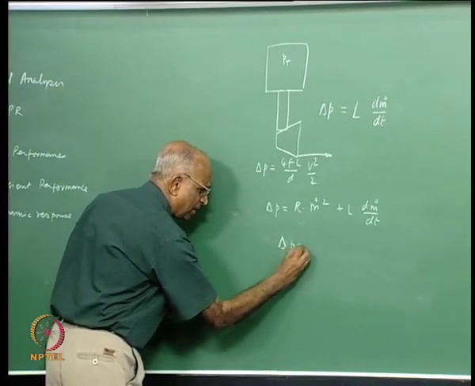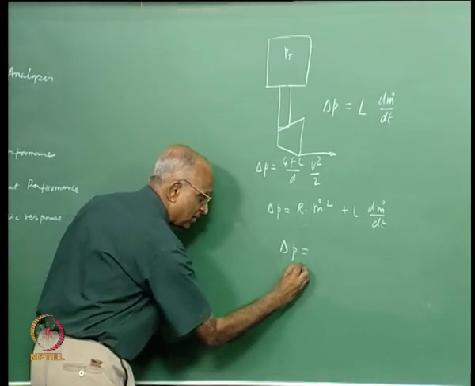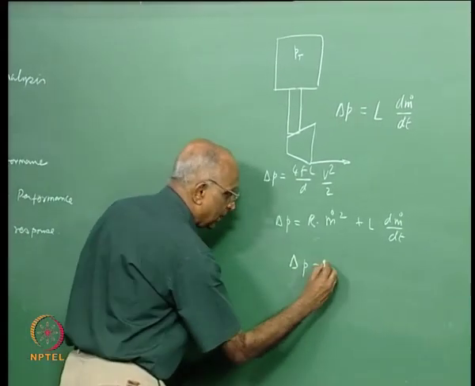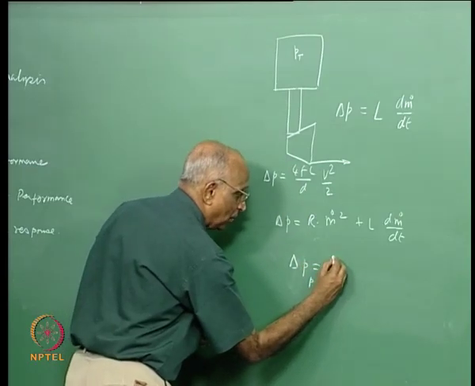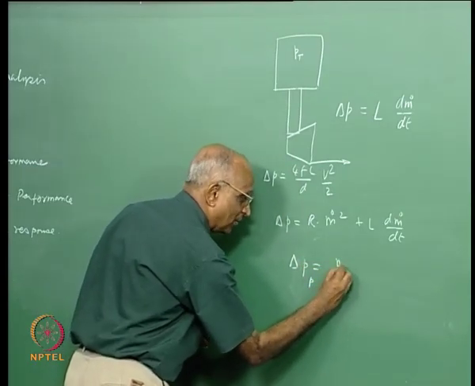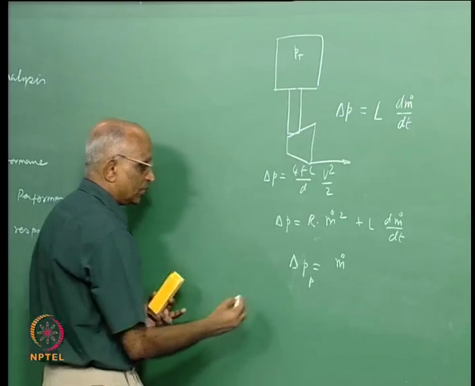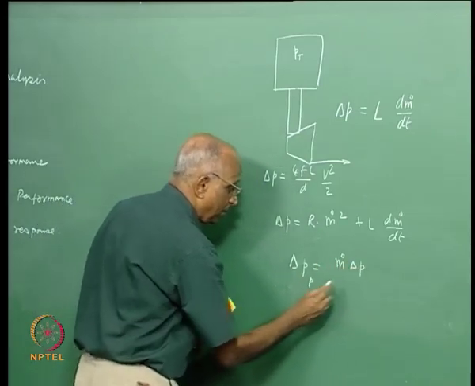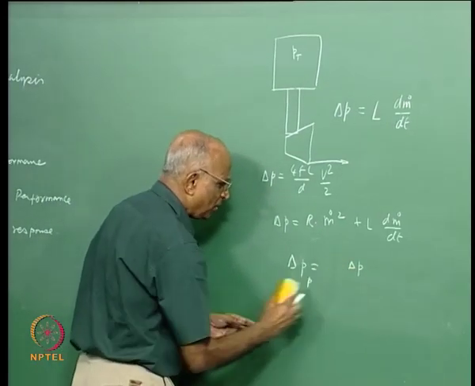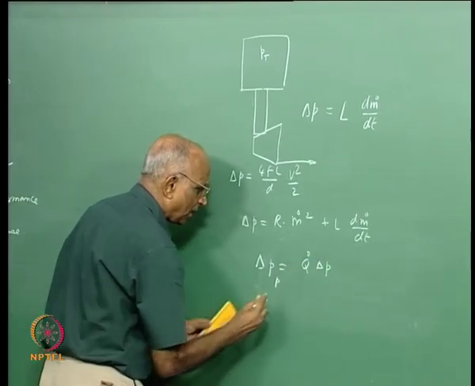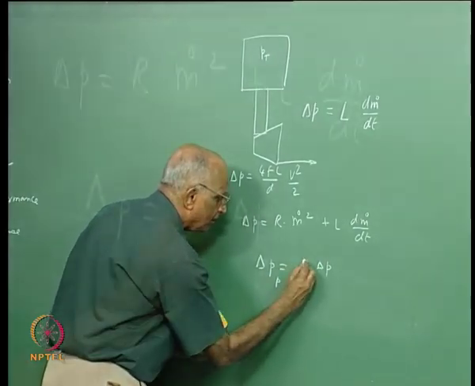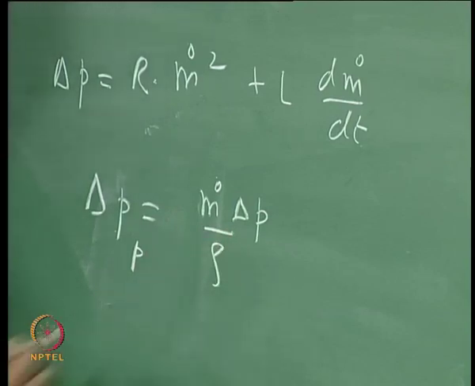We had said the pressure in a pump, delta P across a pump, is equal to the flow rate, Q or m dot, into something like delta P. But let us be very clear, from a unit point of view it should be m dot times delta P divided by density that is the rate of work done in a pump.